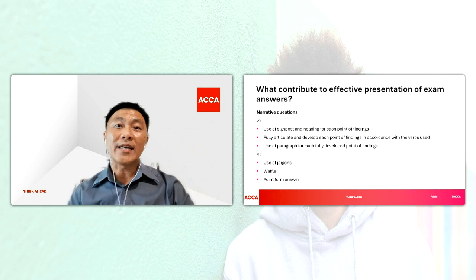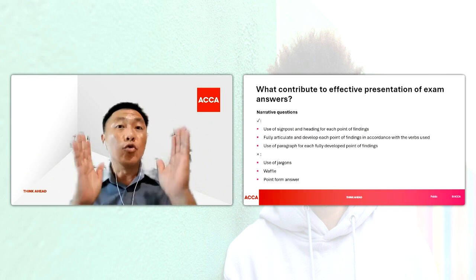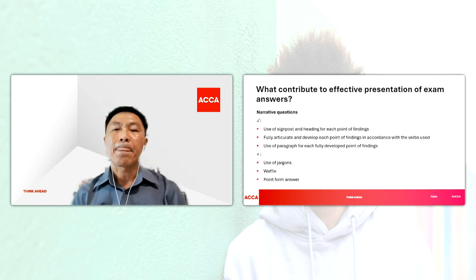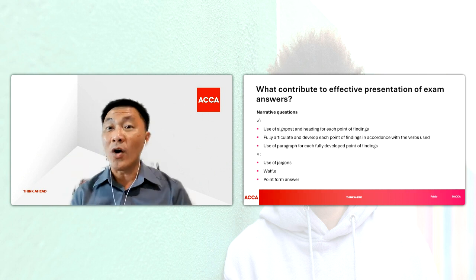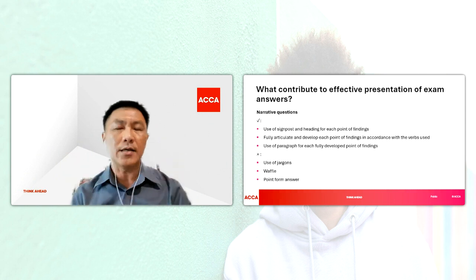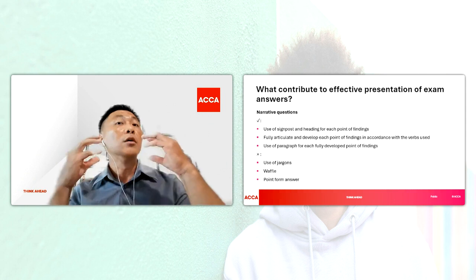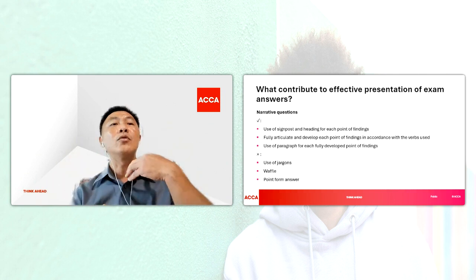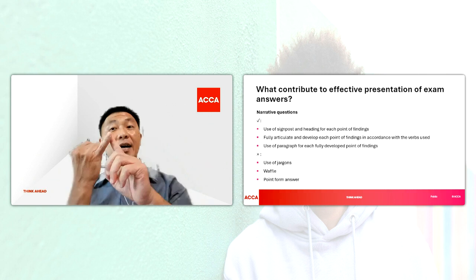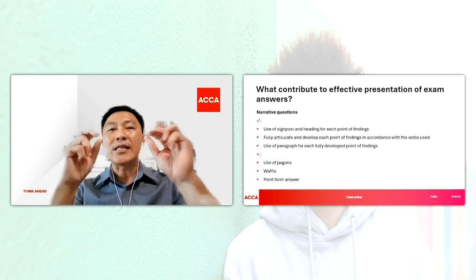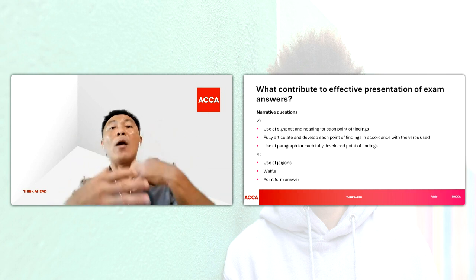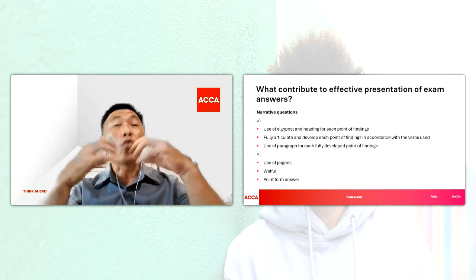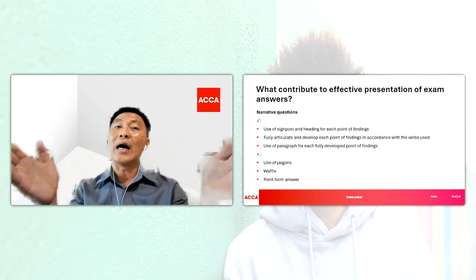Let's take a look at some of the good habits, do's and don'ts in dealing with narrative question types in section C. Looking at the first three bullet points at the top, these are the best practice good habits for students to consider closely, adopting these habits whenever it comes to dealing with narrative questions. First, for every single point or finding that you are about to articulate, try to come up with a signpost or heading to draw the marker's attention to what you are about to articulate.